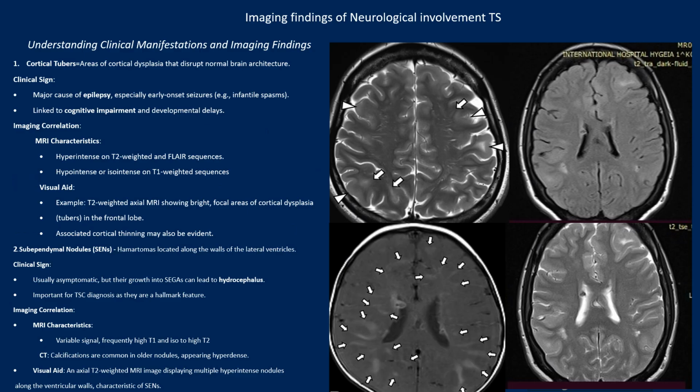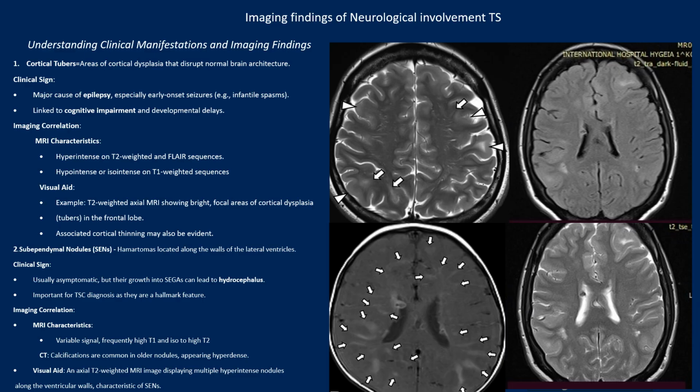Imaging findings of neurological involvement in tuberous sclerosis. So, understanding clinical manifestations and imaging findings. Main findings are cortical tubers. These are areas of cortical dysplasia that disrupt normal brain architecture. They are the major cause of epilepsy, especially early onset seizures. They are linked to cognitive impairment and developmental delays.